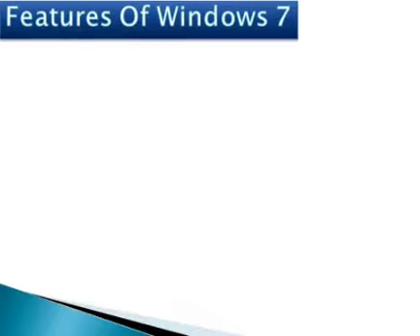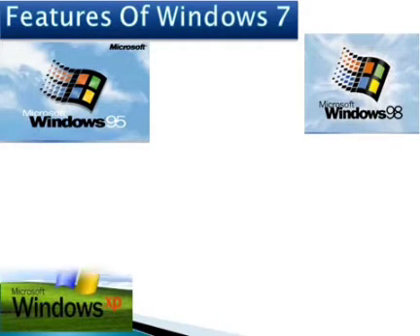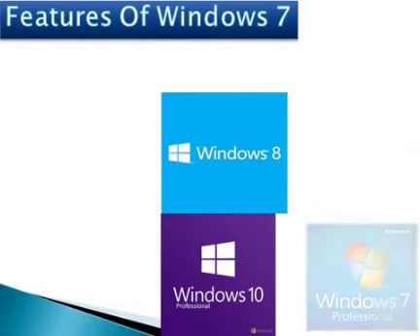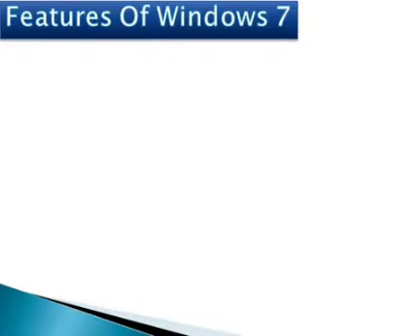Now see features of Windows 7. The first GUI version of Windows operating system was Windows 95. Since then many versions have been released. The first is Windows 98, Windows 2000, Windows Millennium, Windows XP, Windows Vista, Windows 7, Windows 8 and Windows 10.